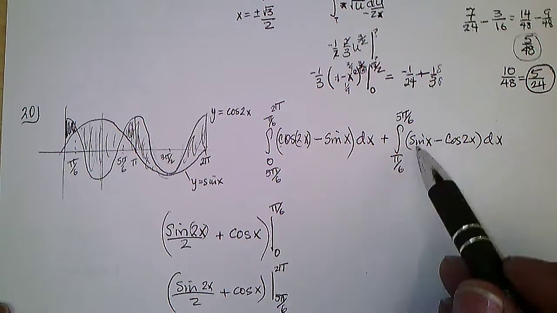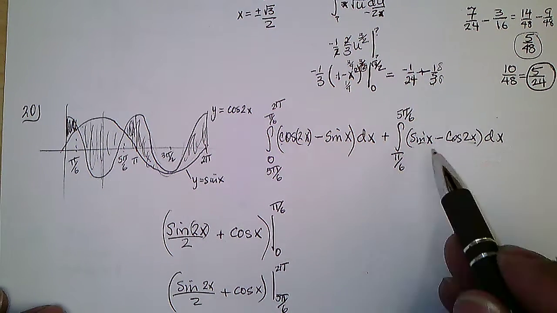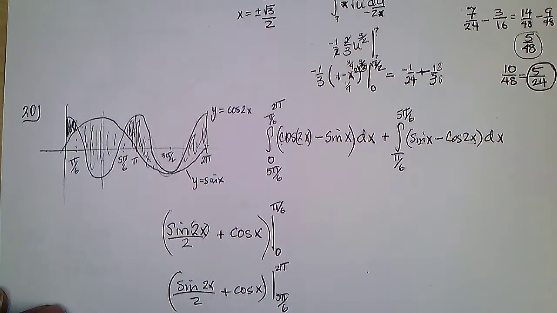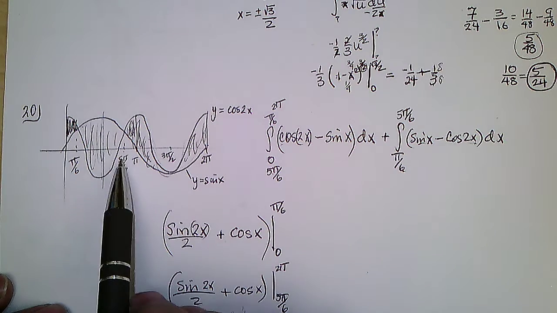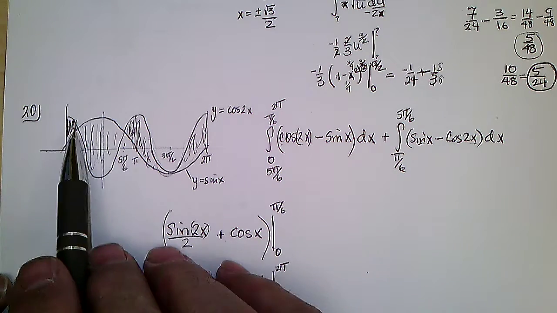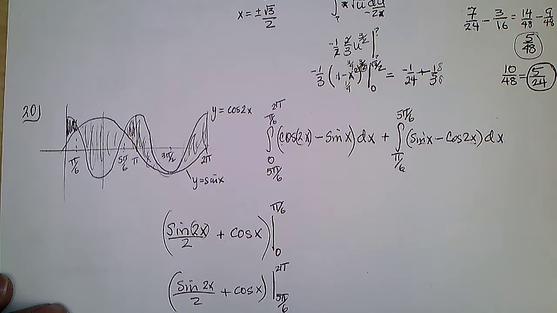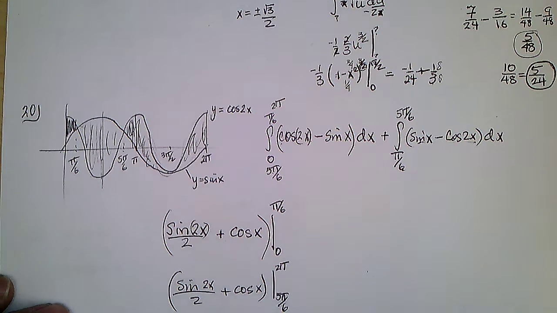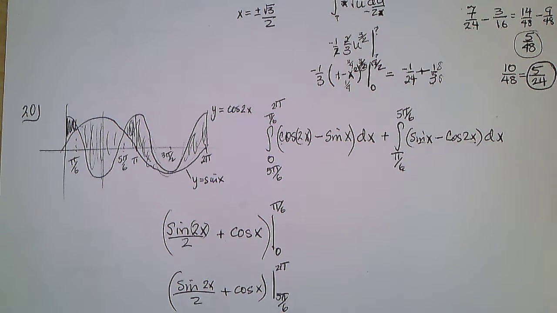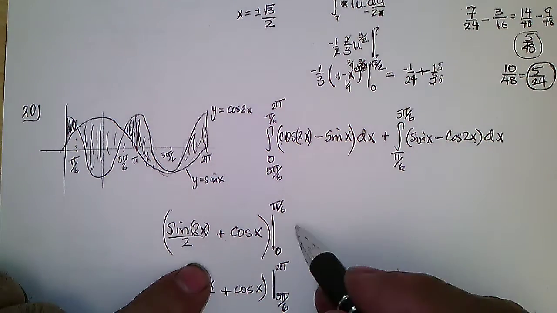And then we have to integrate this one, which is going to be just the negative of these two, or turned around. So it's going to be negative sine of 2x over 2 minus cosine x, evaluated from pi over 6 to 5 pi over 6. So we're putting all pretty much the same numbers in here. So let's see what we get.